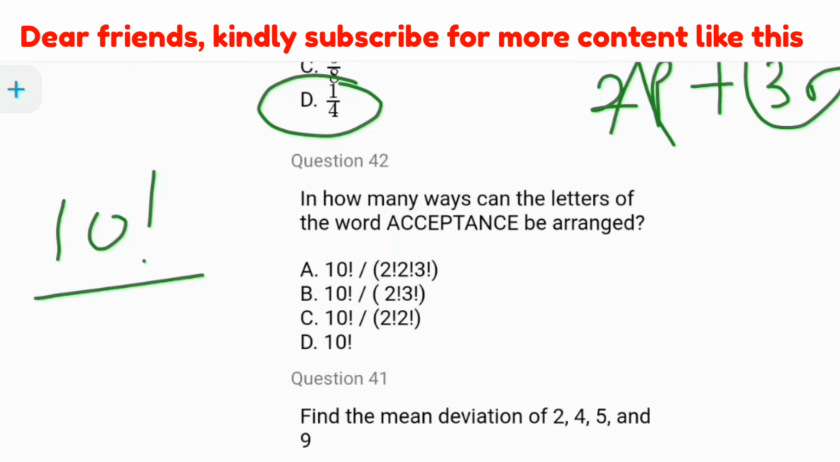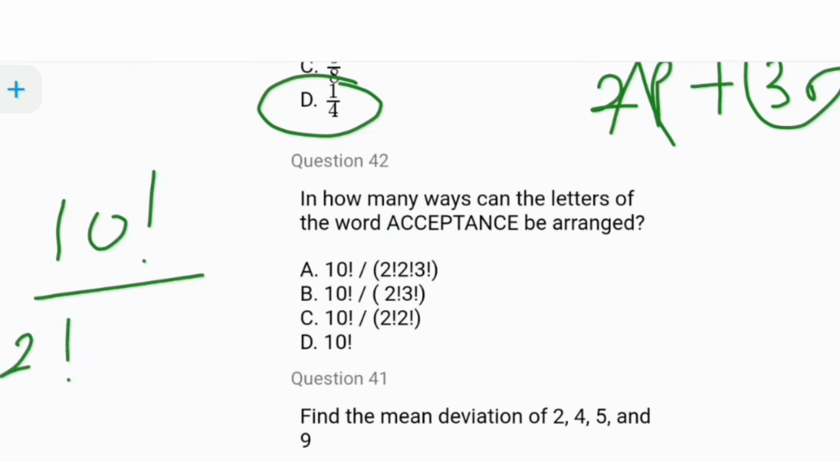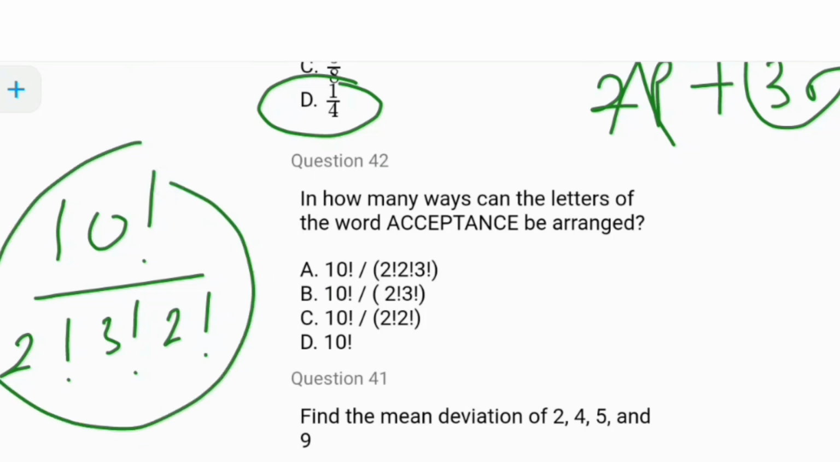Let's check for letter A. Letter A is repeated how many times? So you have 1, 2. So you just write 2 factorial underneath it here. Then check for letter C. How many times? You have 1, 2, 3. So that's 3 factorial for letter C. You write 3 factorial here. Then for letter E, you have 1, 2. Then you write 2 factorial here. There's nothing else that is repeating again. So the answer is 10 factorial over 2 factorial, 3 factorial, 2 factorial. Or you can call it 10 factorial over 2 factorial, 2 factorial, 3 factorial, which is the same thing as option A. So that's the answer there.